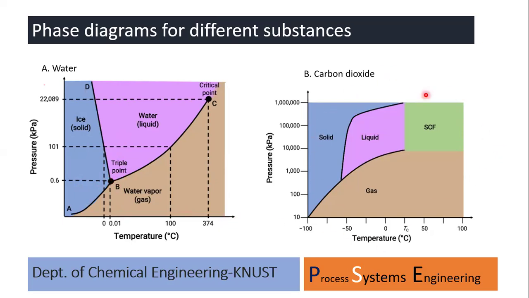Now, when we consider the graph for carbon dioxide, we can see another region here, the green region. That's for supercritical fluids. So it's for fluids that have very high temperatures and pressures. So for liquids with very, very high temperatures, we can have them be supercritical. We spoke about critical fluids yesterday as well.